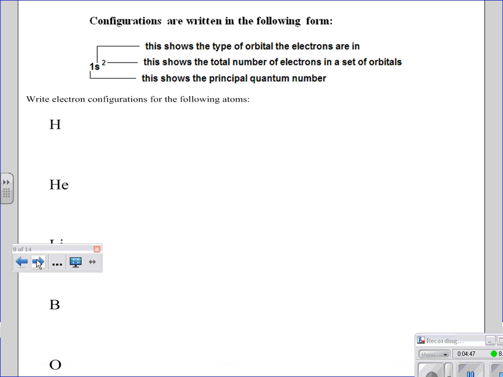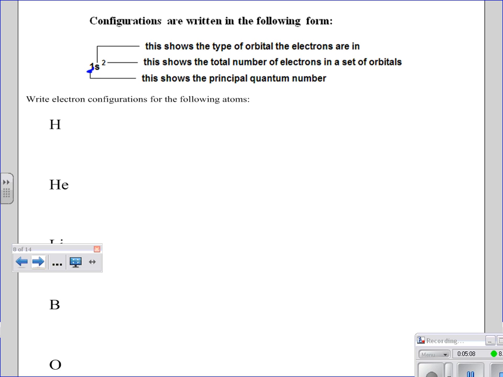So now this takes us to the back side. What we want to be able to do is write electron configuration. There's a couple things that we can see when we write electron configuration. So here's an example. Let's think about what these numbers mean. This first one right here, what does that 1 mean?